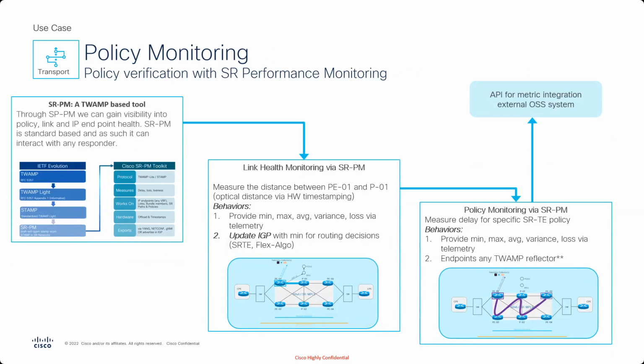The second step is, okay, I have the visibility of my infrastructure. What I was saying is at the traffic engineering level, at the SR level or RSVP-TE level, I leverage SRPM. SRPM, again, is a TWAMP-based tool. So how do I use this TWAMP-based tool? I use it for two types of use cases.